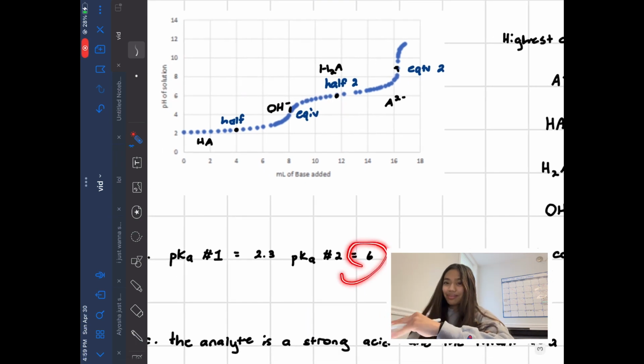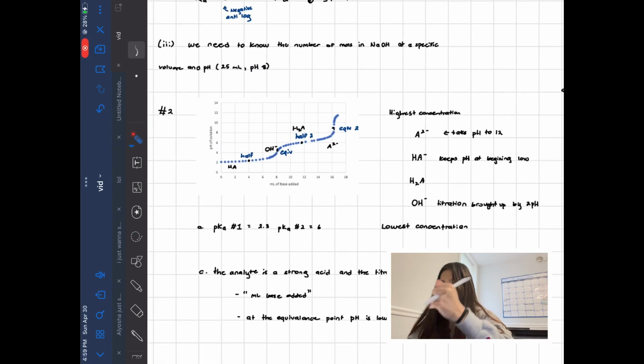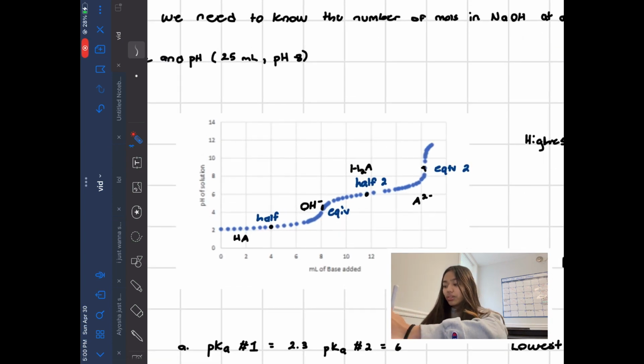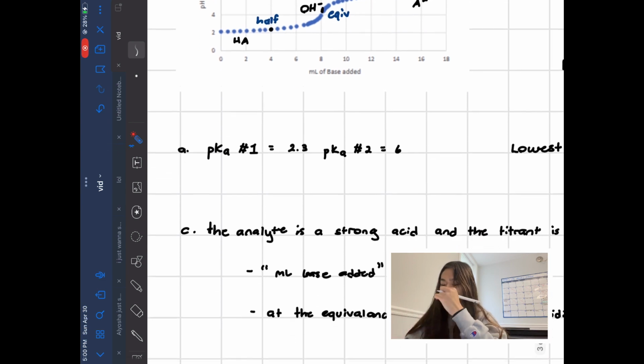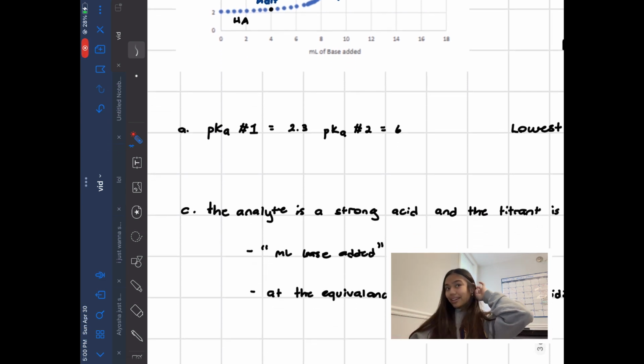pKa2 is also 6. All right, our next question is to mark the equivalence point and half equivalence points. We already did that because we found our pKa's from that. So equivalence point 2, half equivalence point 2, equivalence point 1, and half equivalence point 1. All right, part C.